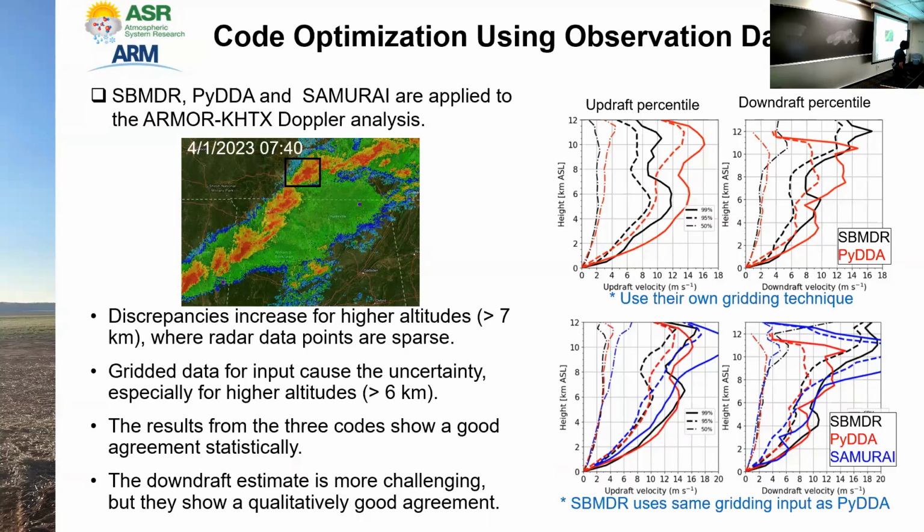Generally, the results from the 3 codes show a very good agreement statistically. But there is more variability at higher altitudes, greater than 6 kilometers, where data is very sparse and there are more uncertainties. So here I used the observational data set. I showed several variabilities, but we don't know the truth.